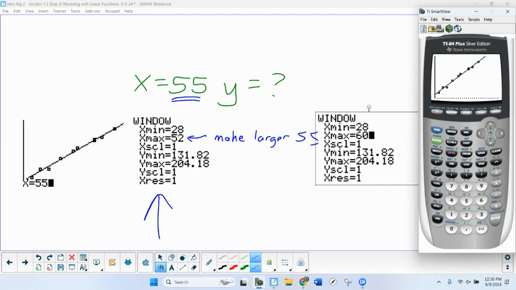And now we can do second calc, value, 55. And how tall is a person that has a femur of 55? 208.19 centimeters.